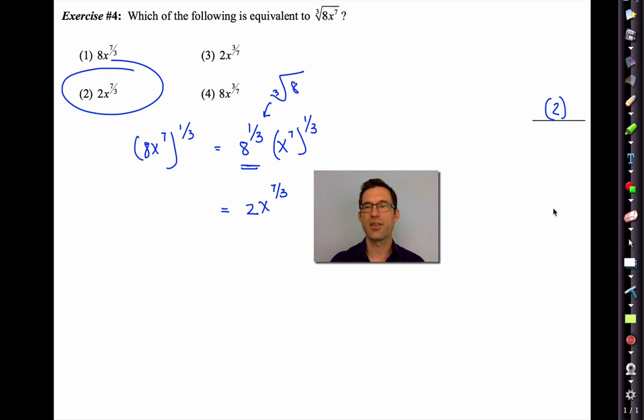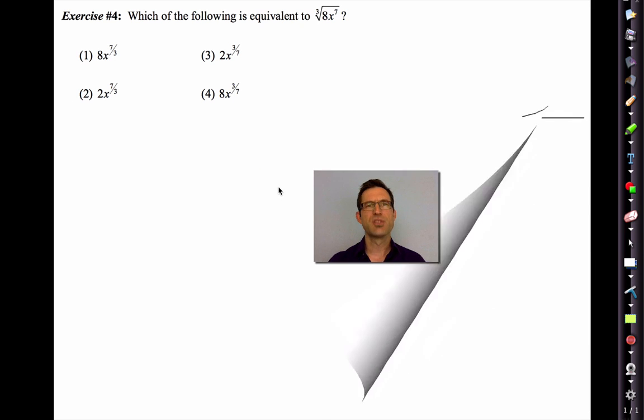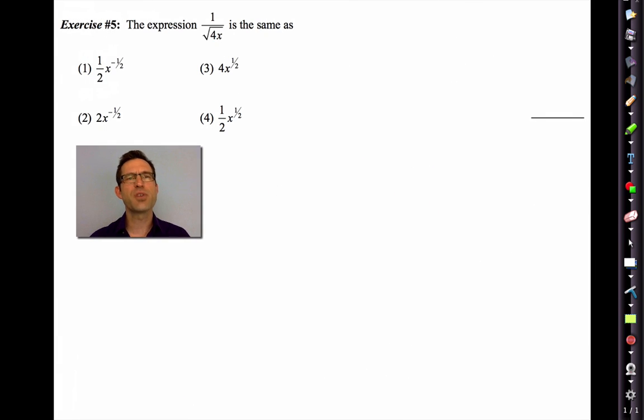Okay, let me clear out the text. And let's do one last problem. The expression 1 divided by root 4x, sorry, very different. The expression 1 divided by the square root of 4x is the same as blank. All right, play around with this a little bit. I tend to get a lot of people that will say choice 4 or even choice 3, right?